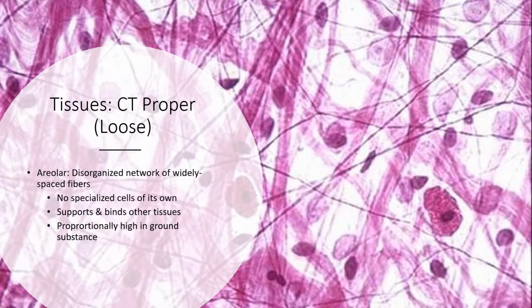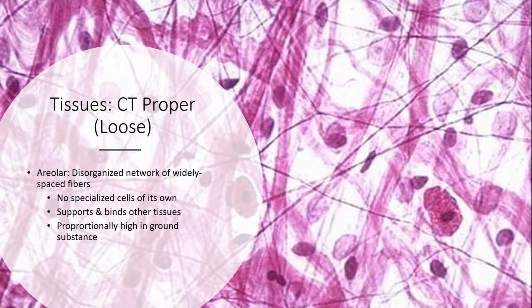You'll find there's a liquid kind too. That can be divided into dense and loose connective tissue. Types of loose connective tissue include areolar, which is pretty disorganized. You've got all kinds of different fibers. You've got all kinds of different cells. You find it all over the place supporting and binding other tissues, and proportionately it's high in ground substance.